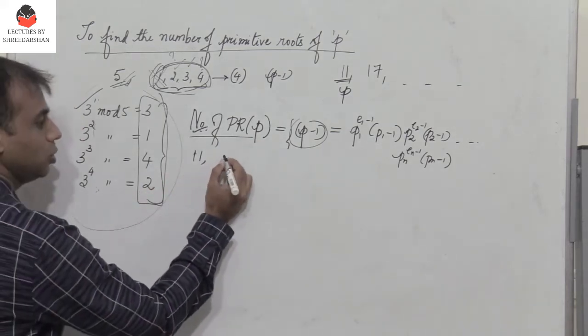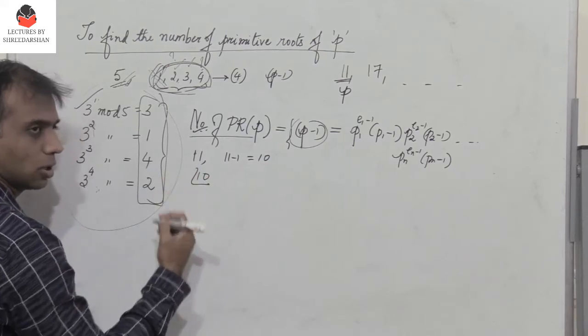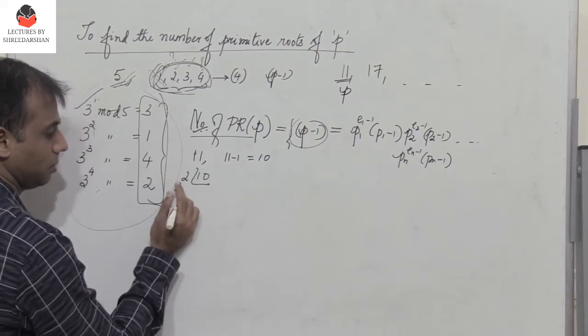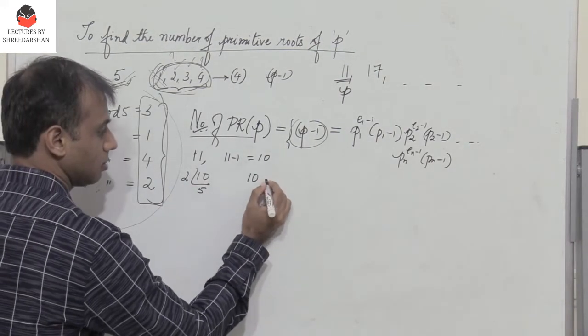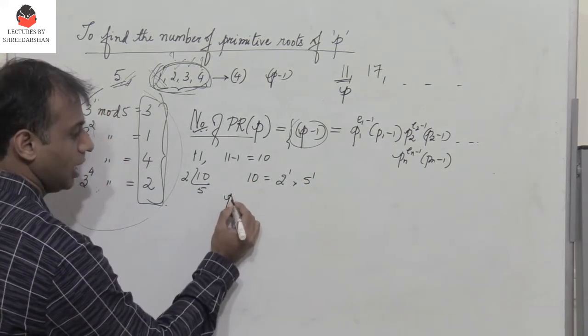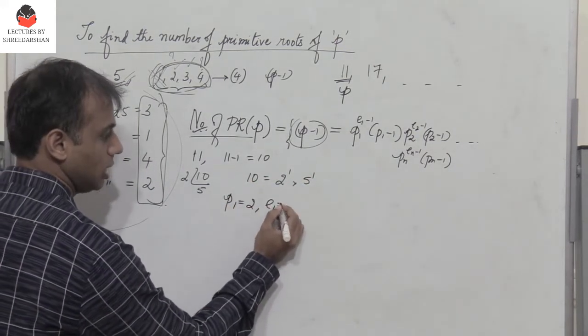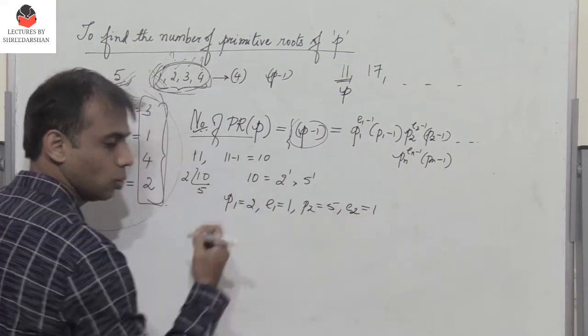So what do we do? We do 11 minus 1, which is 10. Express 10 as a product of primes. So you divide it by prime numbers. Divide 10 by 2, I get 5. So 10 can be written as 2 power 1 into 5 power 1. So here we have P1 equals 2, E1 equals 1, P2 equals 5, and E2 equals 1.